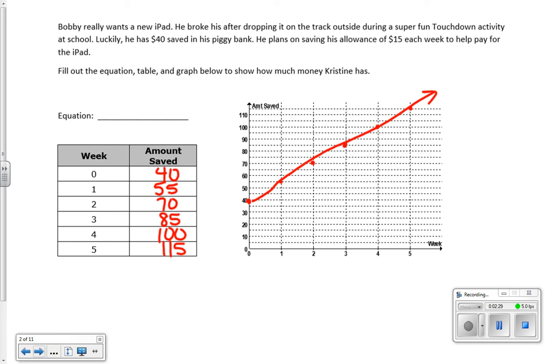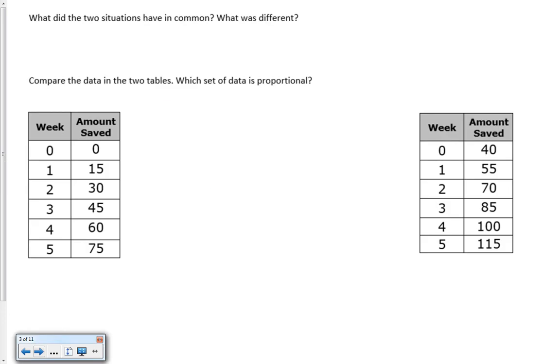Okay, so again, an equation, right? Got to find the slope first. This is plus 15. This is plus 1. So my slope, 15 over 1, is just 15. But then I have to add the y-intercept. This one actually does have a y-intercept, right? You can see it in the table right here at 0, 40, or over here on the graph. So we need to add a plus 40. Okay, so there's Bobby.